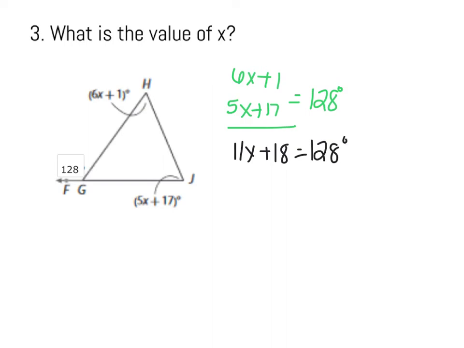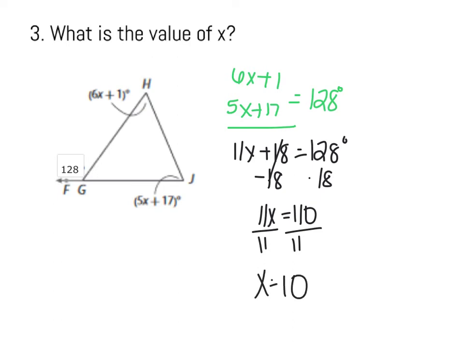And again, if you found the third angle in the triangle and set all 3 angles equal to 180, that is completely fine. From here I'm going to subtract 18 from both sides, and I get 11x equals 110. Divide by 11, and I get x equals 10. Go back to the question. The question asks, what is the value of x? So I am done because I have x equals 10.